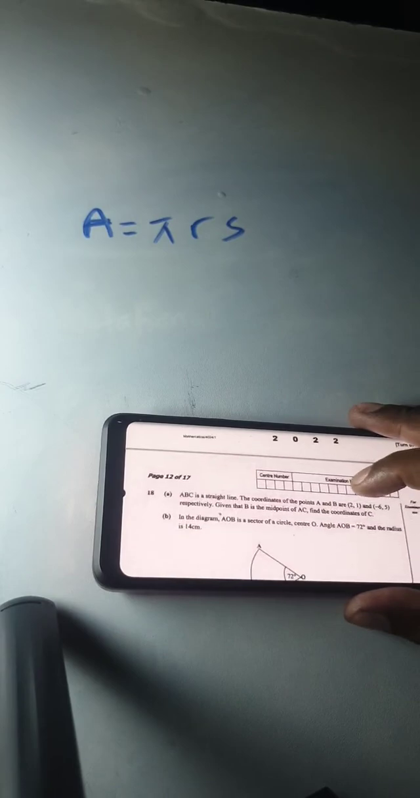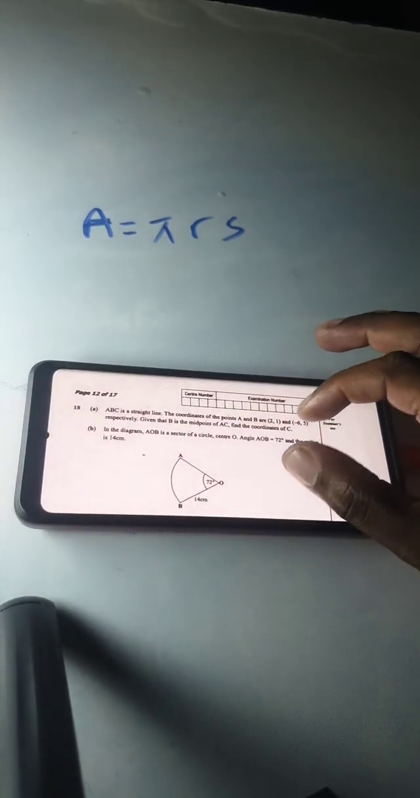Question number 18, my genius friends, my good friends.